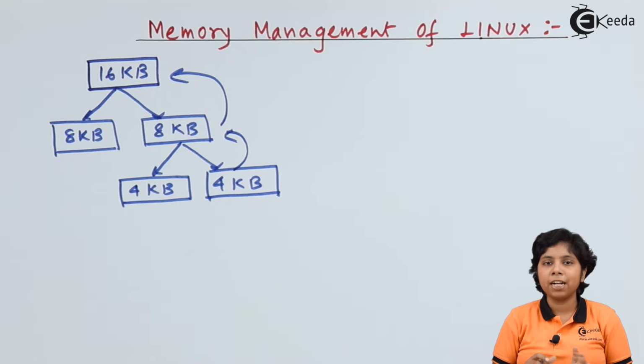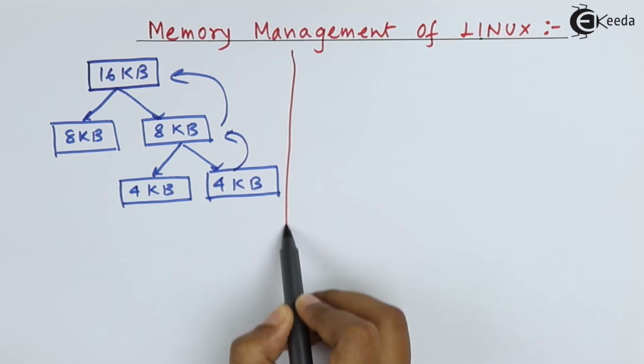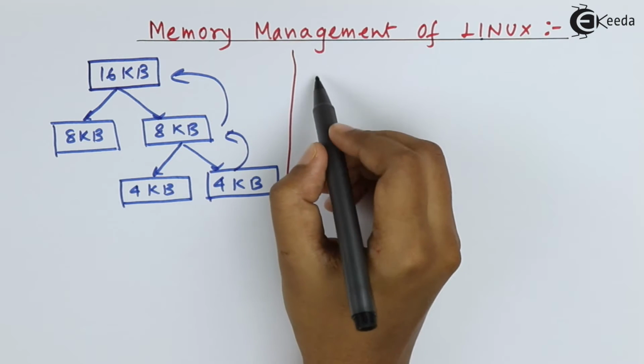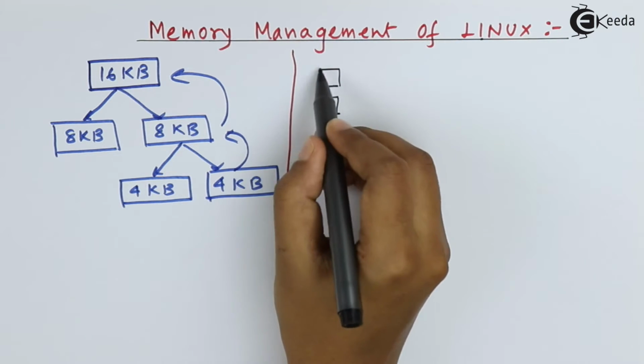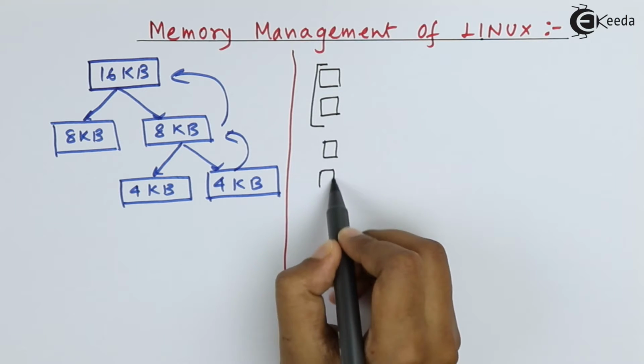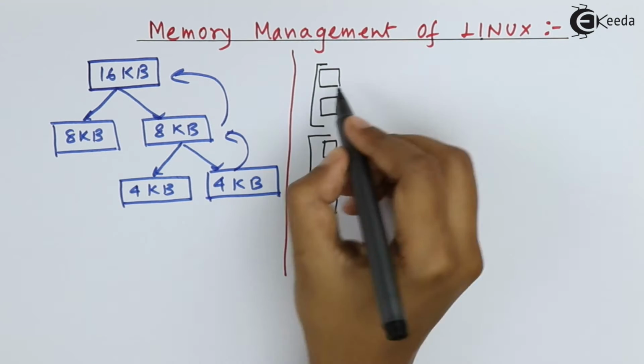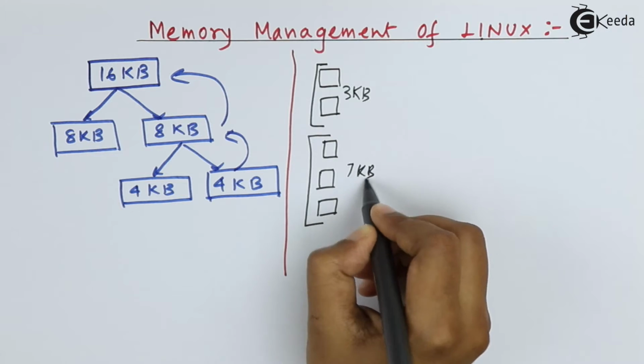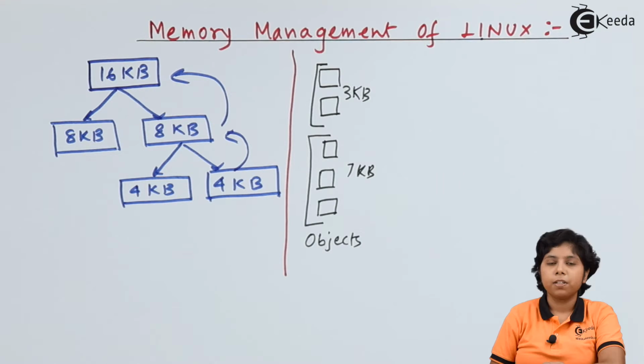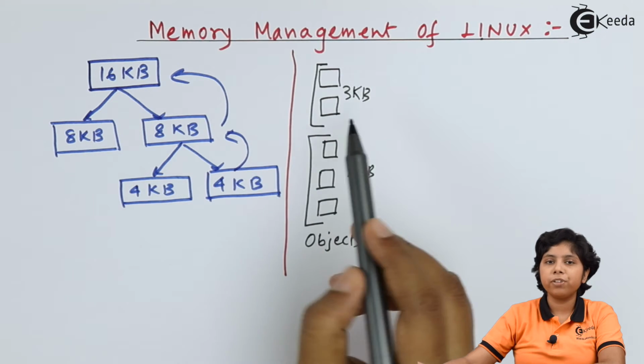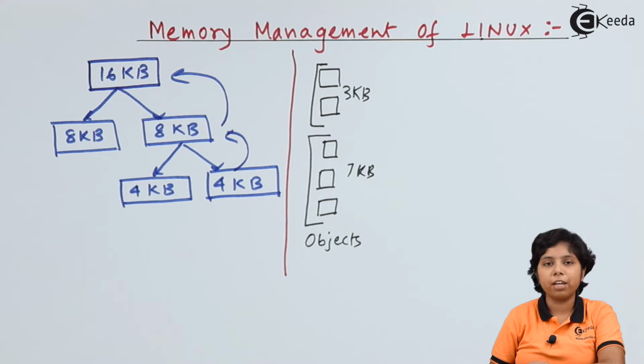So now we will see how this slab allocation is done. See, our system has two 3 KB objects and three 7 KB objects. So now the objects will be mapped to a cache, which will contain the actual physical page frames or slabs.